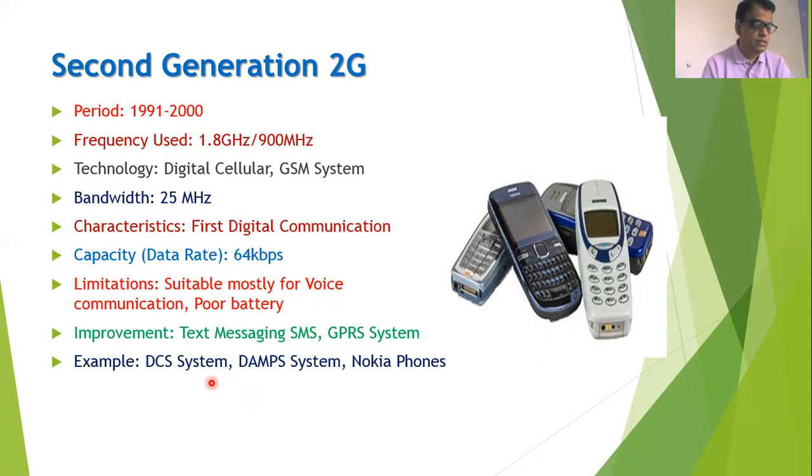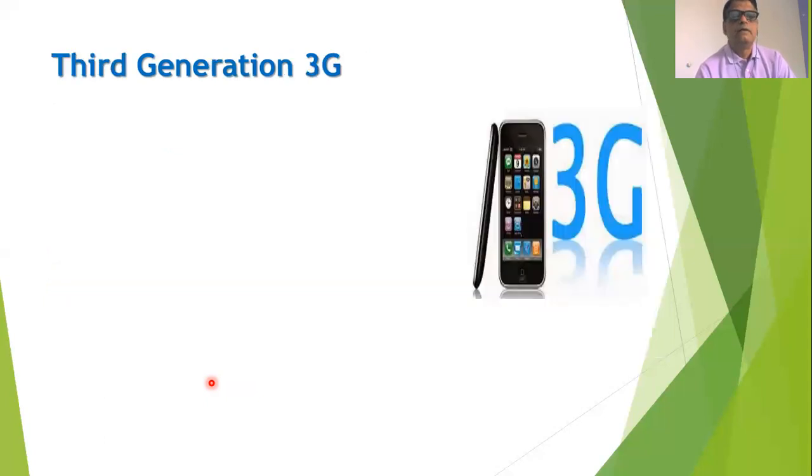DCS systems, such as digital cellular systems or digital AMPS systems, are the examples of 2G phones. In India, various companies such as BSNL set up the network for 2G, and this network was offered, and devices such as Nokia phones were used to access this second generation technology. Still, many people in India are making use of 2G technology.